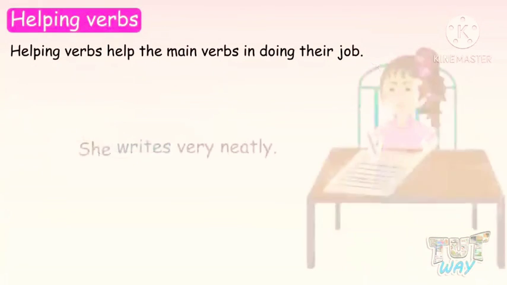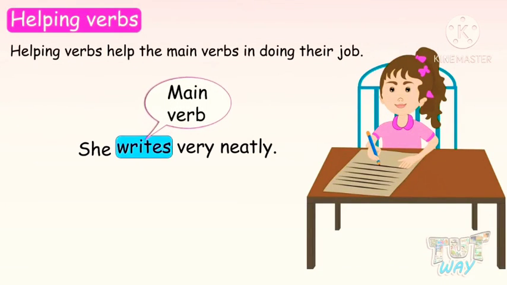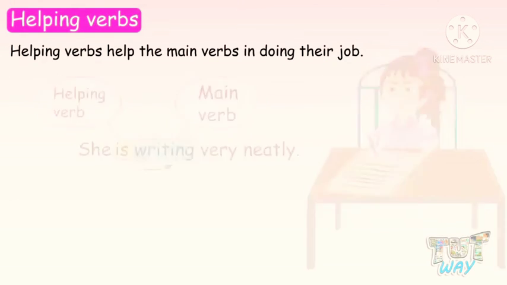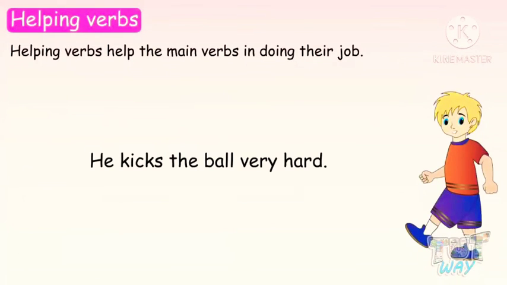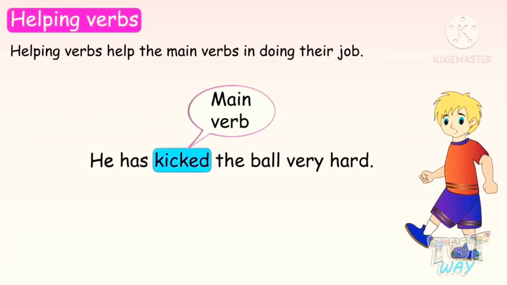She writes very neatly. Here, writes is the main verb. She is writing very neatly. Here, is is the helping verb of the main verb writing. He kicks the ball very hard. Here, kicks is the main verb of the sentence. He has kicked the ball very hard. Here, has is the helping verb of the main verb kicked.